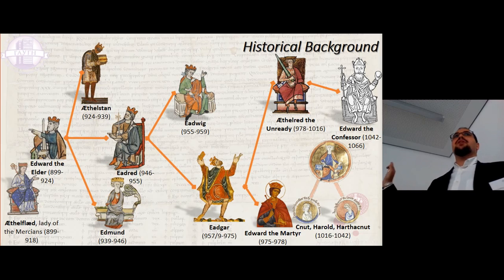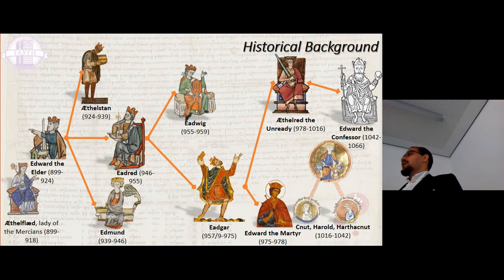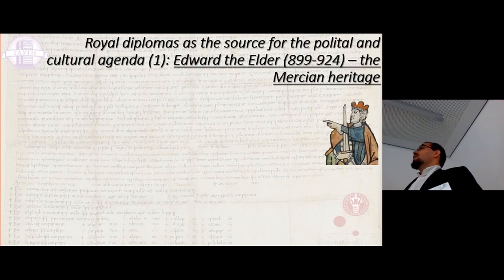It's a very simplified family tree. There were many more Ethelingas, the princes and the princesses, so it's a very brief overview. Next one, please. Right, so what I propose doing is that we'll look at the charters both as acts of political and cultural agenda, because, as you have seen, they were quite formulaic, but at the same time, the formulas varied from time to time, which led me to this conclusion that we need to look at them in both perspectives.